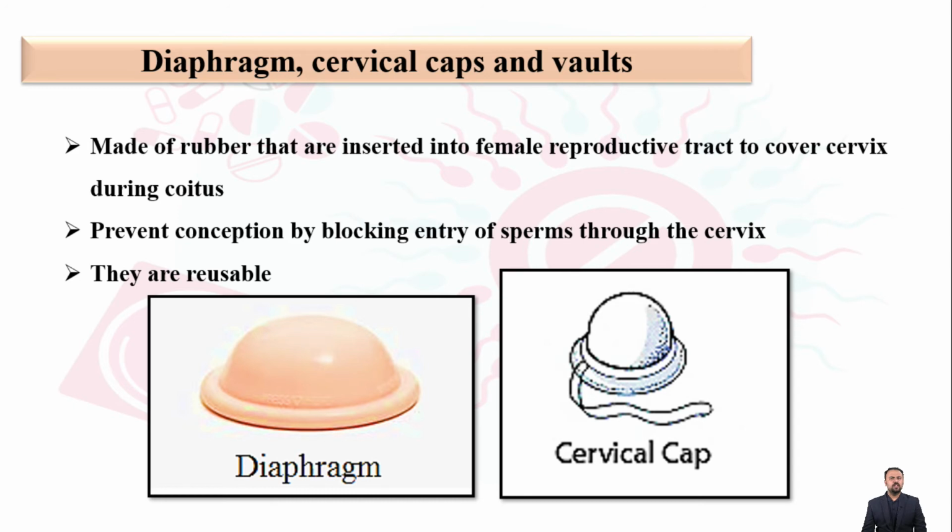Next, students, these particular diaphragms are reusable. Many of these diaphragms are actually made from plastic as well, and they have to be washed before they are reused. Generally, students, it is advised that diaphragms or cervical caps need to be kept blocking the cervix even after 6 hours of intercourse, to be sure that no sperms are present in the vagina.